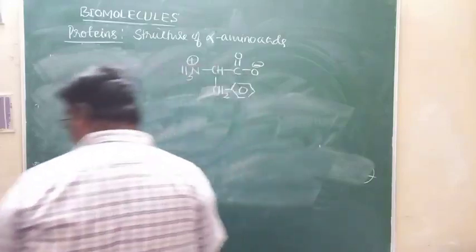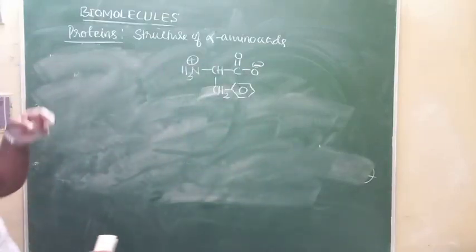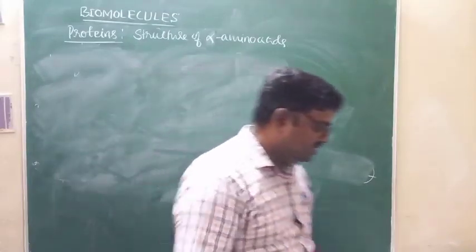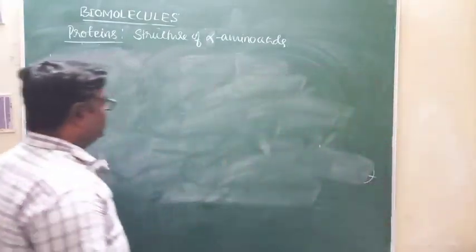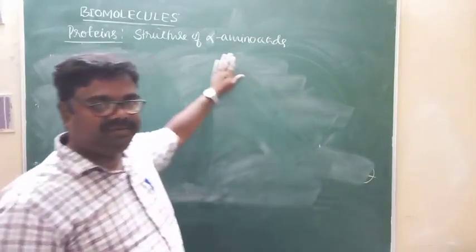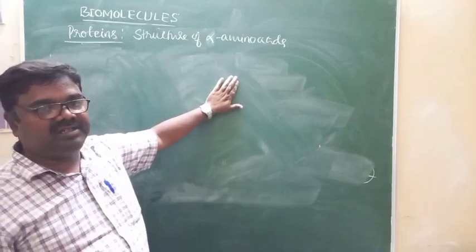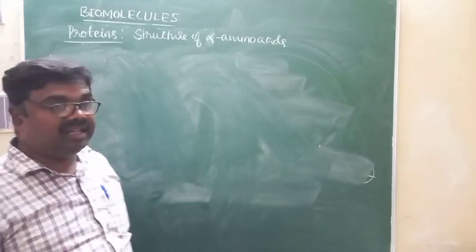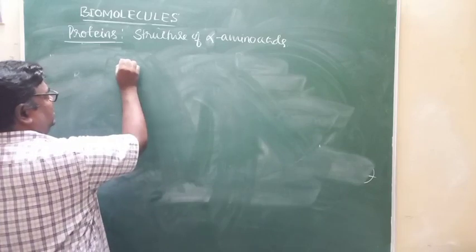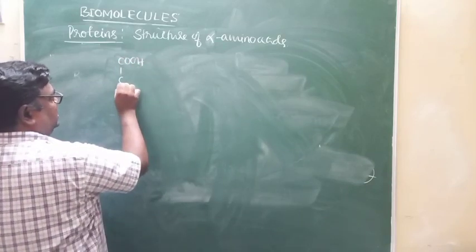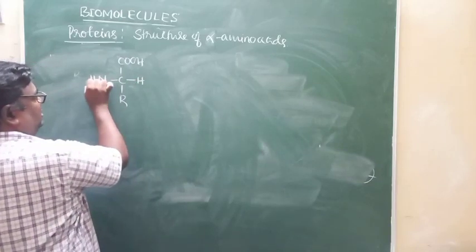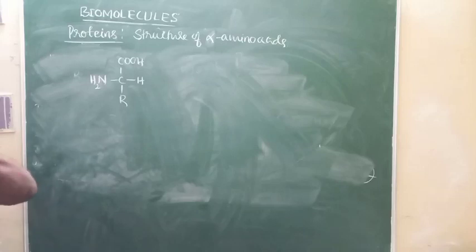So this is what we call the structures of some alpha amino acids. Apart from that, as far as amino acids are concerned, these alpha amino acids are optically active, except glycine. All alpha amino acids are optically active with one asymmetric carbon atom. Look here, this is the general structure of an alpha amino acid. This is R, this is H, and of course this is NH2.